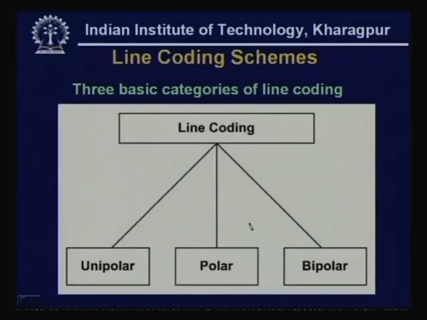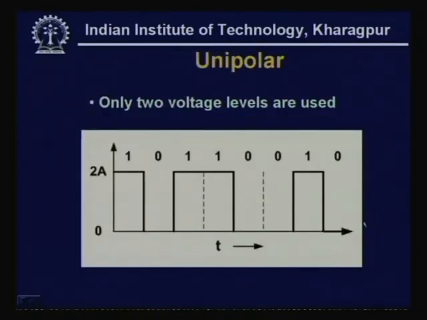Now, let us see what are the various line coding schemes that are commonly used. The line coding techniques can be broadly divided into three types: unipolar, polar and bipolar. So, these are the three basic schemes that are being used. The unipolar is the simplest.